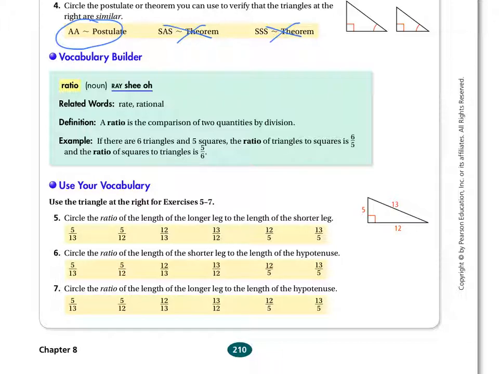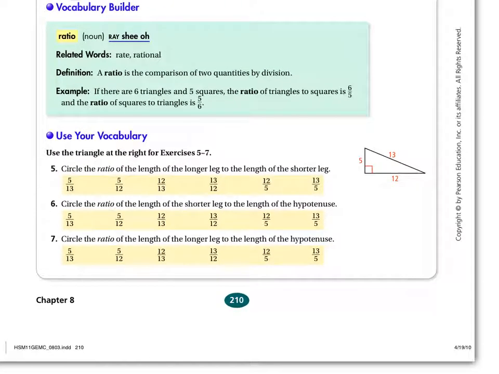So look at question 5-7. Circle the ratio of the length of the longer leg to the length of the shorter leg in the triangle here. So circle whichever one of these is the length of the longer leg to the shorter leg, and make sure that you get it in the correct order. So which of the two is the longer leg? The 12. And which is the shorter leg? 5. So it has to be 12 to 5.